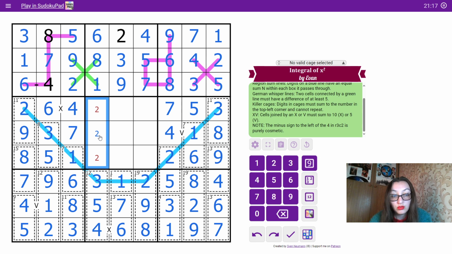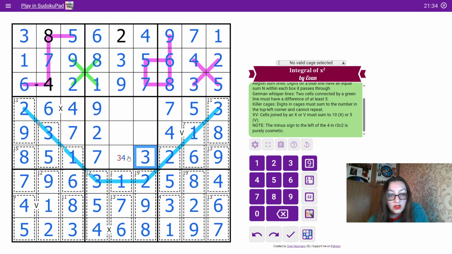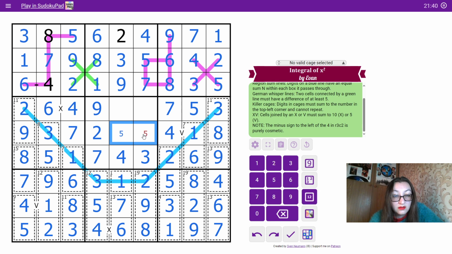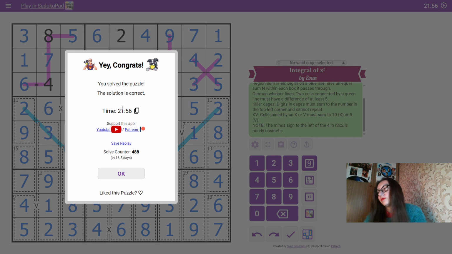And this is a 2, which can only go there. And those are 7, 9, which is also resolved. This is a 3 and 4, that's a 3 and that's a 4. And this 5, 1, 2, 3, 4, 5, 6, right, 6. This is 5, and this is 6, and we have a 1 and an 8. Okay, yeah, we solved it.